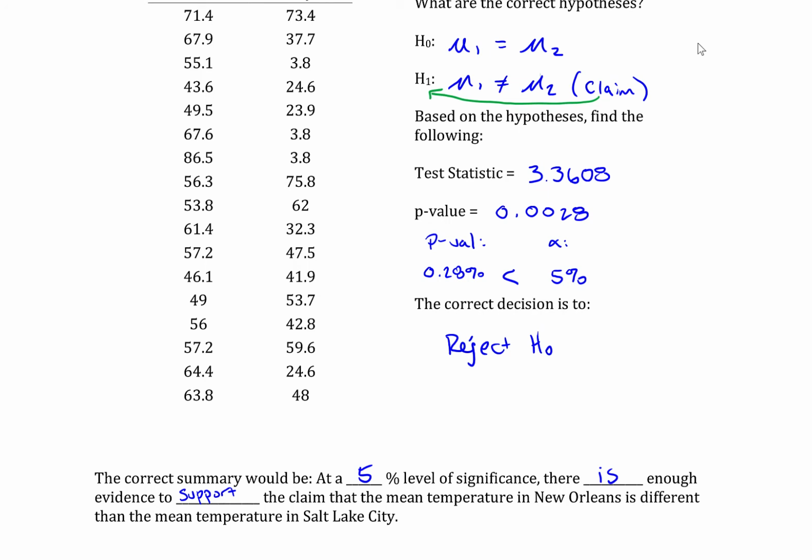Now, if you want to understand the logic behind that, instead of just memorizing rules, which is fine, this is how that works. So we rejected the null hypothesis. So we effectively said that the null hypothesis was a false statement. And because the null and the alternative are complements to each other, that sort of implies then that the alternative would be true. And if the alternative is true, then we are essentially saying the claim is true because the claim was the alternative. So we need to choose the language that says that the alternative is true, or that the claim is true. So there is enough evidence to support the claim that the mean temperature in New Orleans is different than the mean temperature in Salt Lake City.